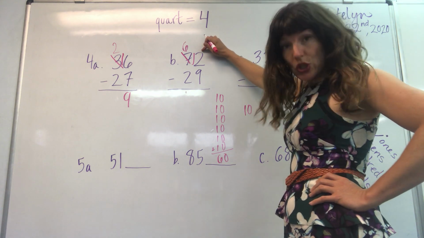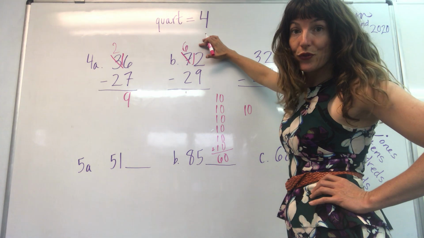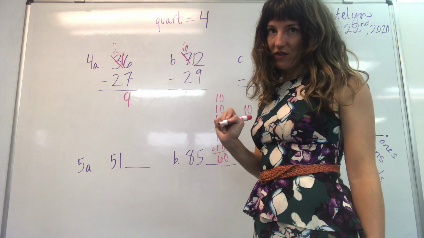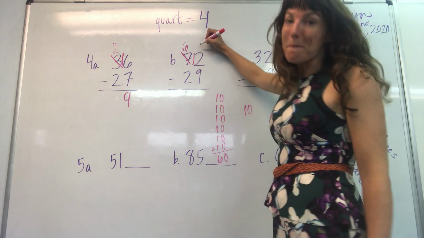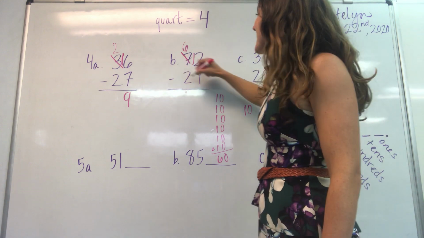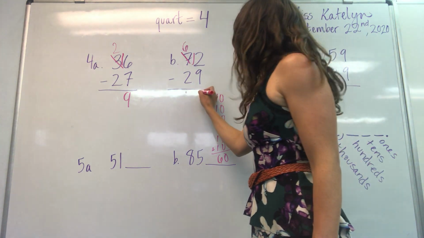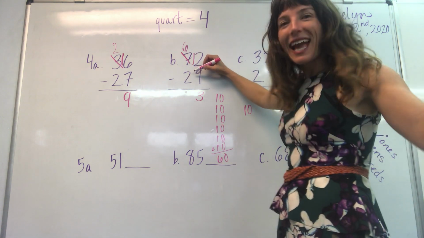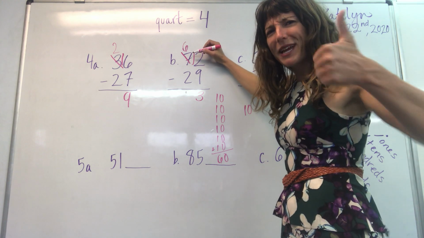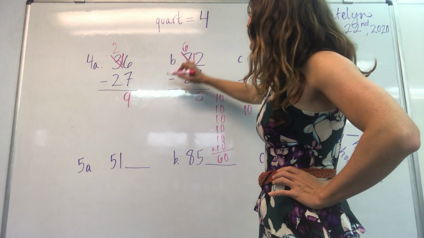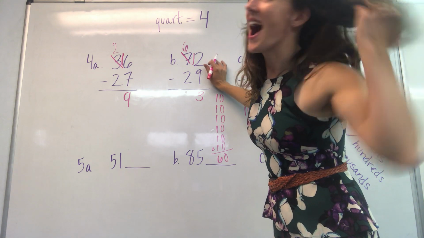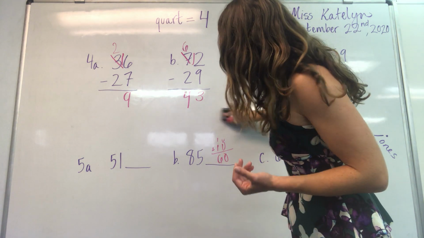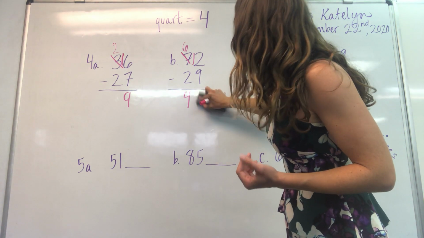10 plus 2 is 12. So the way I do it on my paper, I save some space and I just put a little 1 right in front of that 2. Now I have 12 minus 9. 12 minus 9 is 3. And now 6 minus 2 can be done because the top number's bigger than the bottom one. 6 minus 2 is, I hope you said 4. Very good. So the answer to 4B is, let me fix this, 43.